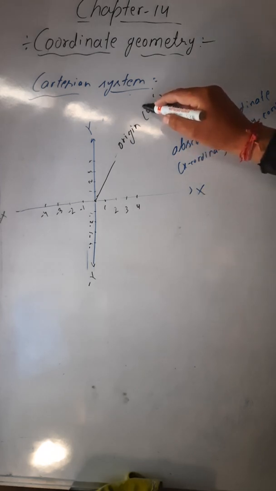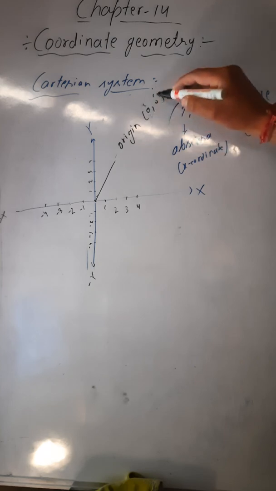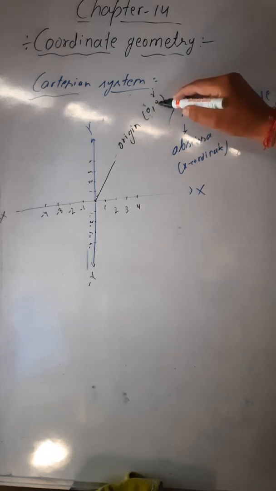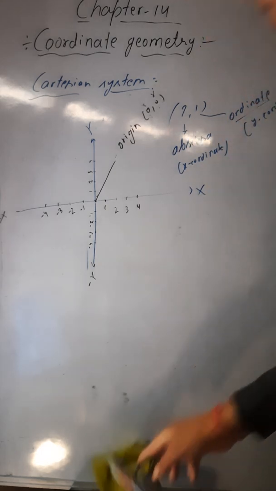The x coordinate is also called abscissa, so here the abscissa is 0. The y coordinate is known as the ordinate, so the ordinate is also 0 here. Is it clear to you? Very good. Now let me tell you one more thing.